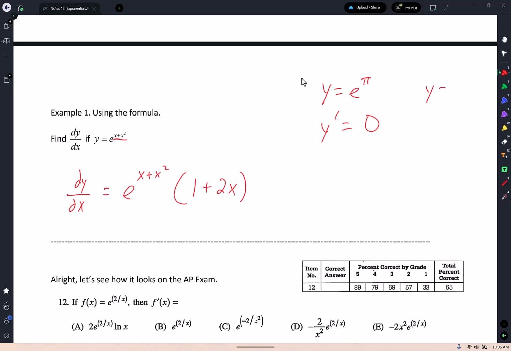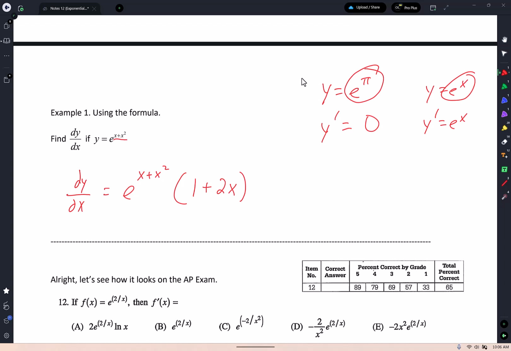If I tell you e to the x, the derivative of e to the x is e to the x. Know the difference. That's an exponential function with the variable x as an exponent. This has a pi as an exponent. That's a constant. So the derivative of a constant is 0. The derivative of e to the x is e to the x.